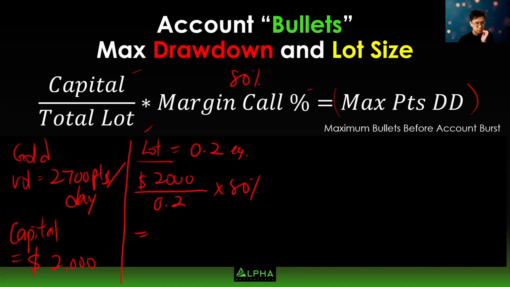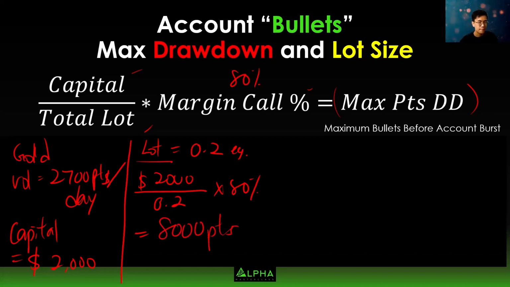Now, let's do a bit of an exercise. Take out your calculators and key in all the numbers. All right, 2000 divided by 0.2 times 80%. Then type in the chat box, what does this number stand for? What is the number showing in your calculator? 8,000. So that means 8,000 points.